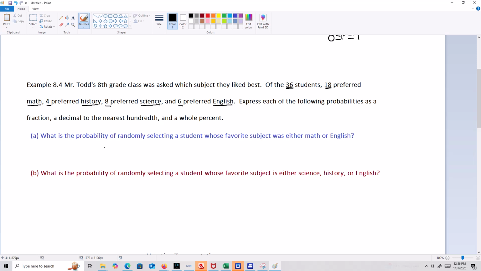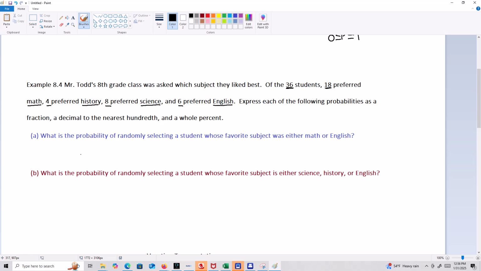Okay, so looking at A here, what is the probability of randomly selecting a student whose favorite subject was either math or English? So these are mutually exclusive events. These students had to pick a favorite. They didn't have a tie for history and science or whatever it might be.